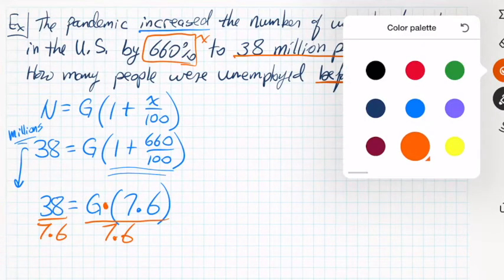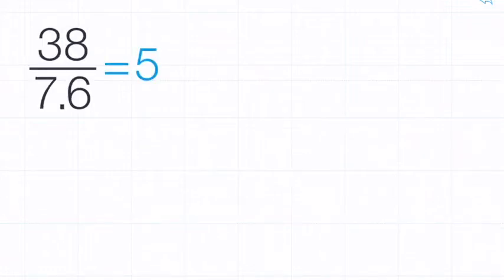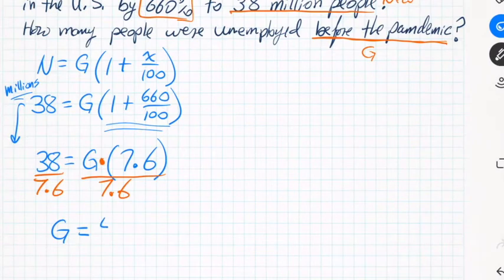So 7.6 divided by 7.6 is 1. So on one side, you're going to get G, and I'll flip the equation a little bit. And I just have to figure out what 38 divided by 7.6 is. So back here, 38 divided by 7.6 for a grand total of 5. So my answer is 5, but this is not 5 people. This is 5 million people were unemployed before the pandemic. So it went from 5 million people to 38 million people in a matter of a few months.